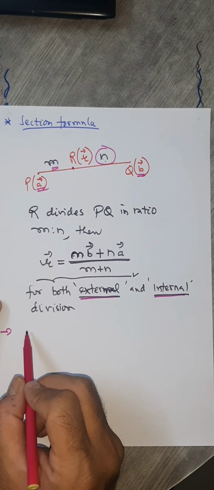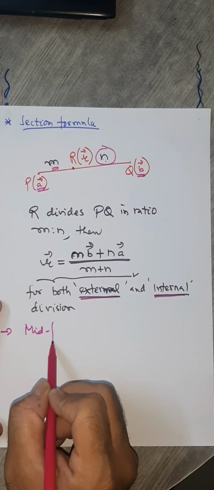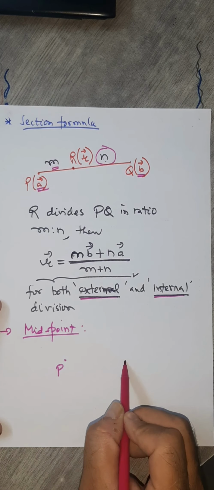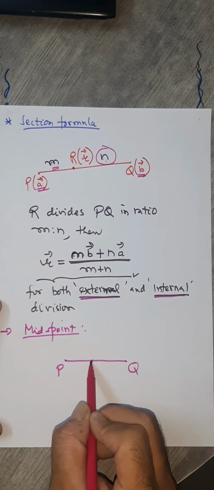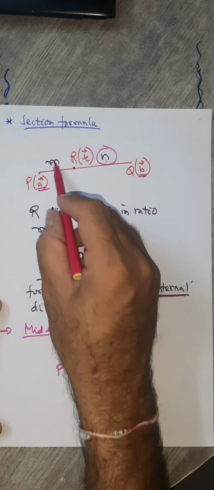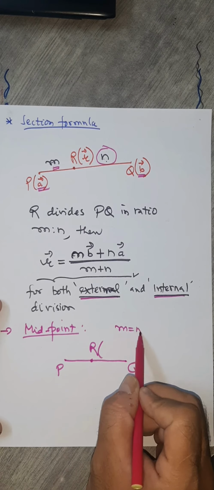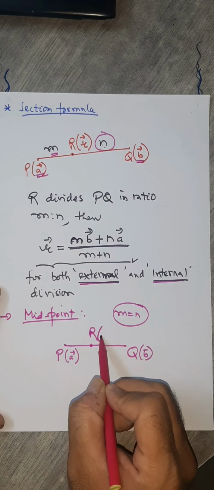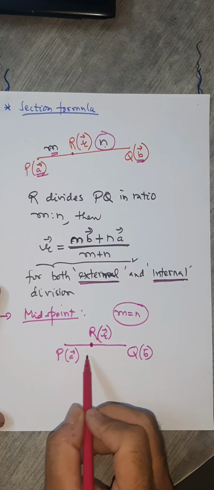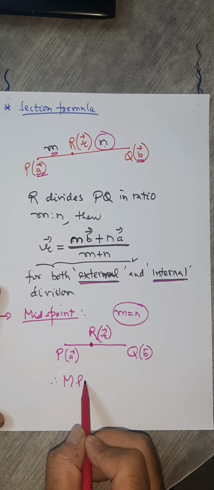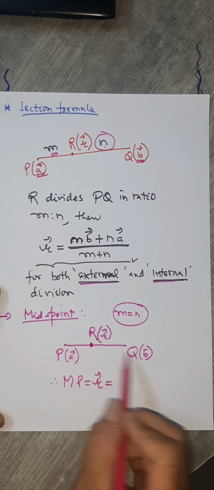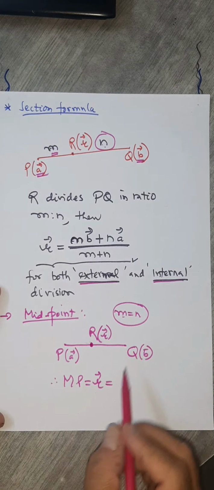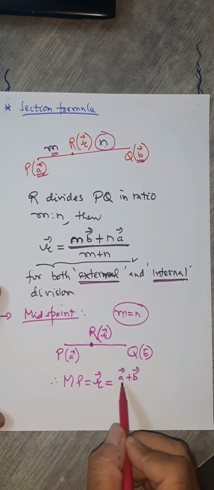You know, here if you have M equals N, then you will get the midpoint, remember. So here you have point P, here you have point Q, and R is exactly in the middle of this. So here M equals N. Here the position vector is vector A, here vector B, and suppose this is R. In this case the midpoint, vector R, is given by the average of these two. M equals N, so it cancels out and here it becomes 2. So vector A plus vector B by 2.